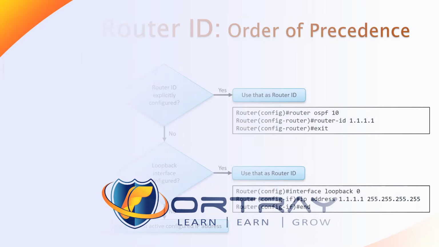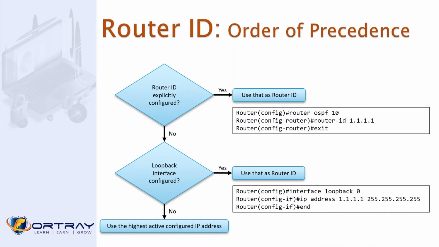Okay. So again, if you have configured the router ID explicitly, it will use that. If not, then if any active loopback interface is already configured on the router, it will use that as the router ID of that router. If not, then it uses the highest active configured IP address on the router. We will see this in a minute as well.